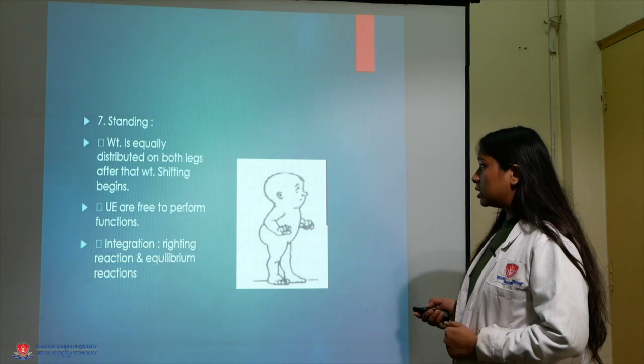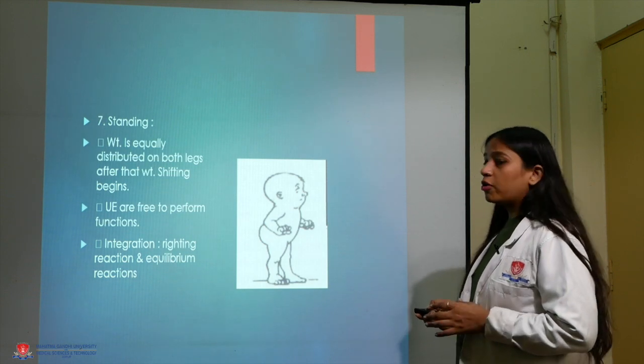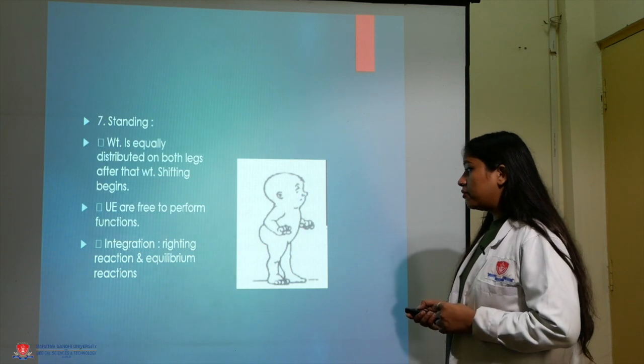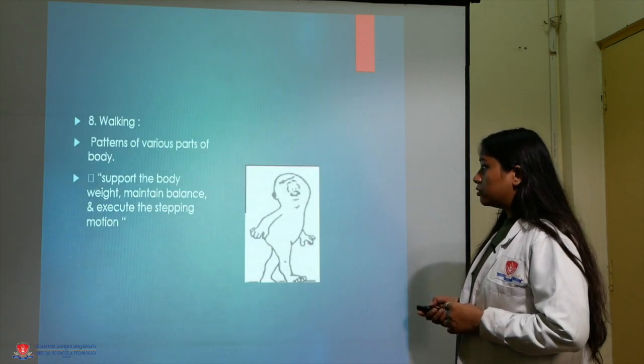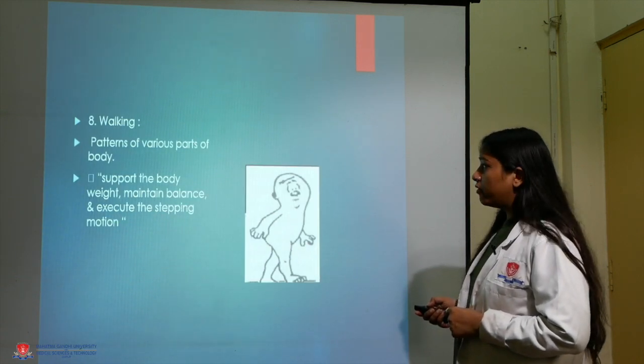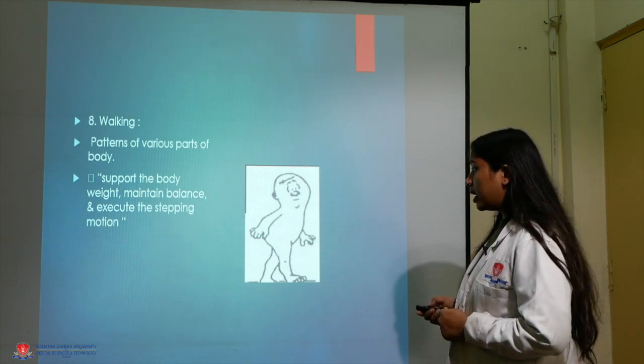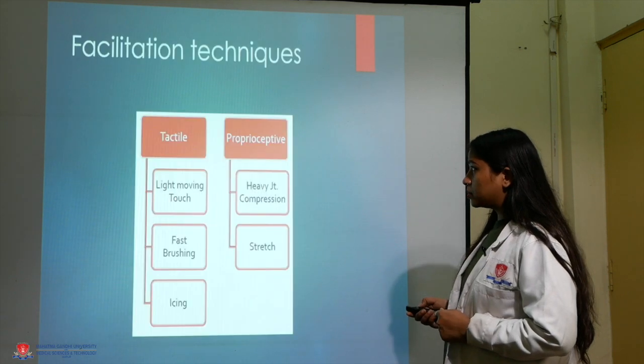Standing, weight is equally distributed on both legs. After that, weight shifting begins. Upper extremities are free to perform function. Integration, righting reaction and equilibrium reaction. Walking, next is walking, the pattern of various parts of the body. It supports the body weight, maintains balance and executes the stepping motion.